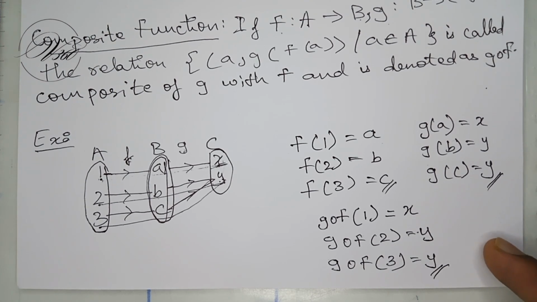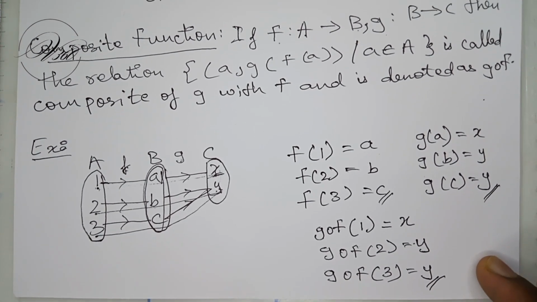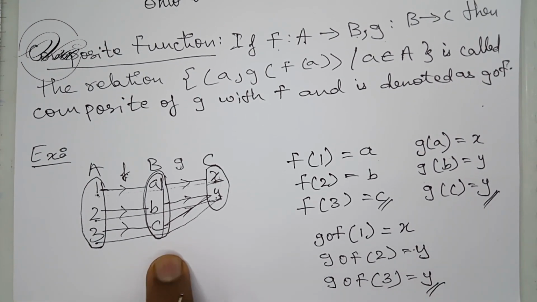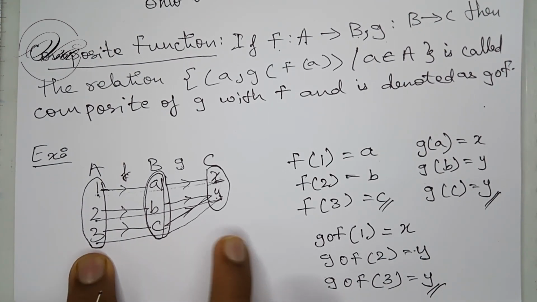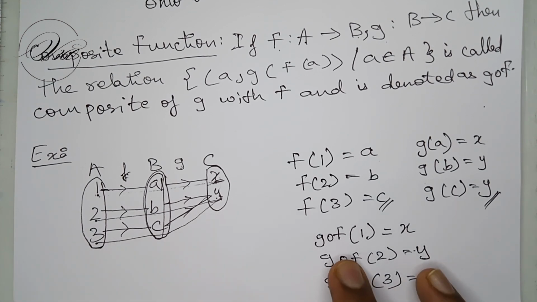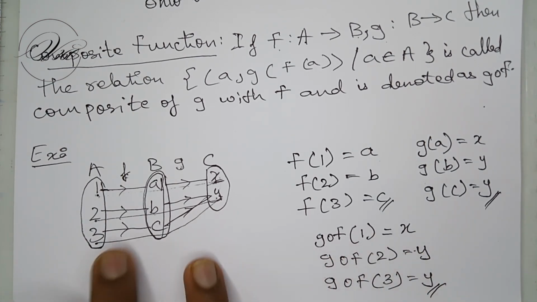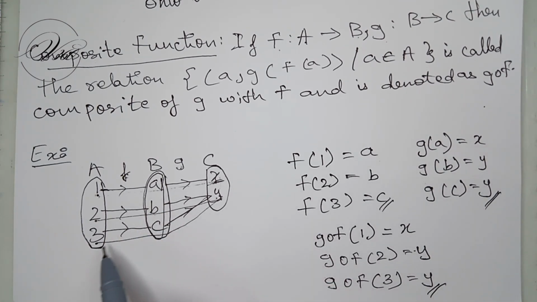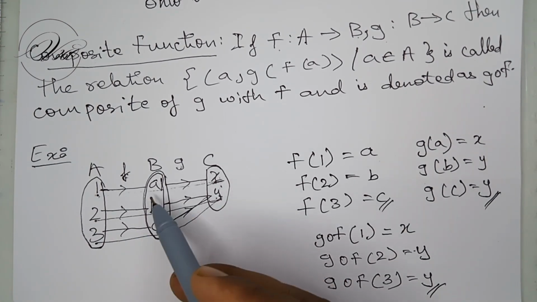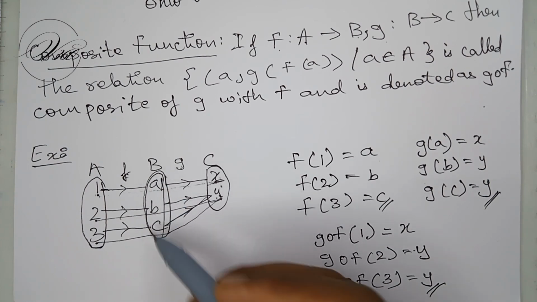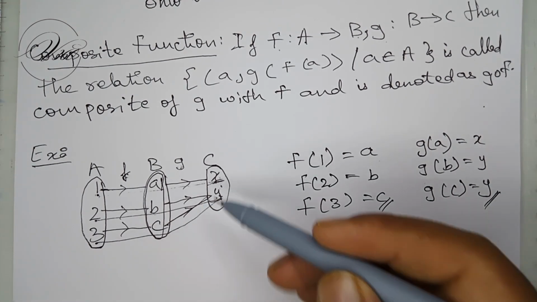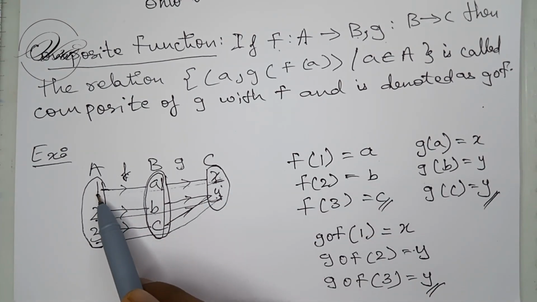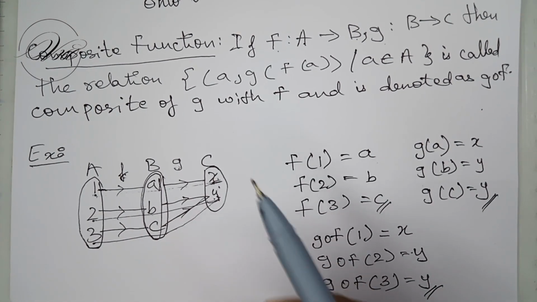So we have completed what a composite function is. This is an example of a composite function. We should write the end answer if we have g of f. If we get g of f or anything, we should directly write the end answer. We should not write the first answer in the middle set and then again the last answer in the last set. We should directly write from the first set to the last set.